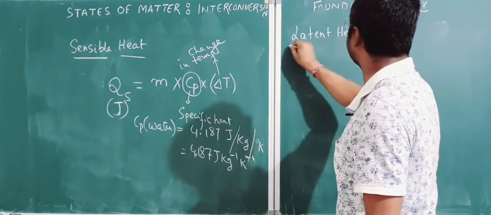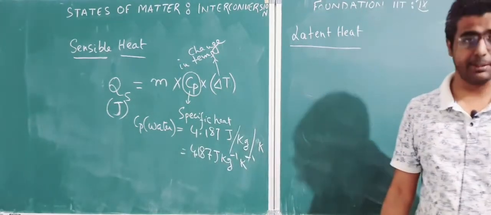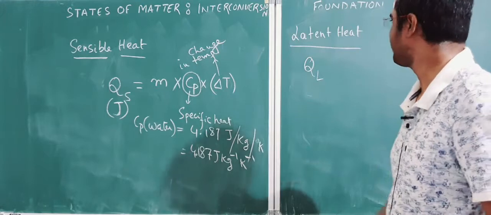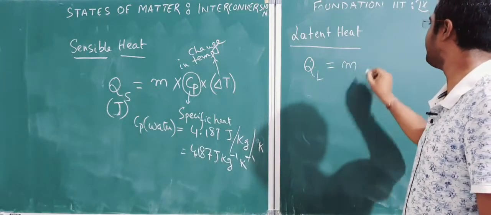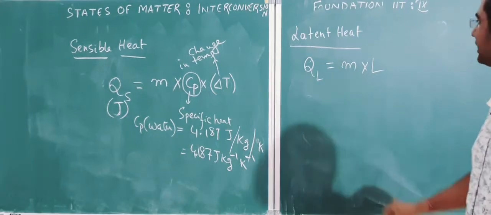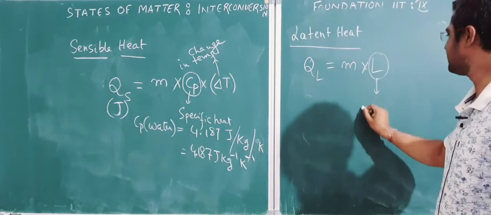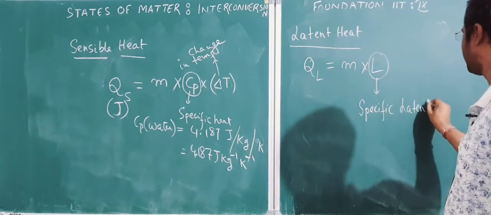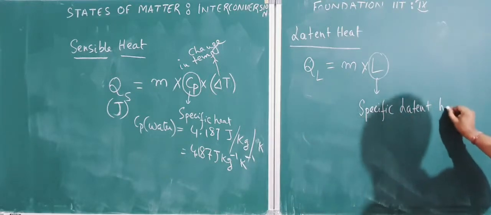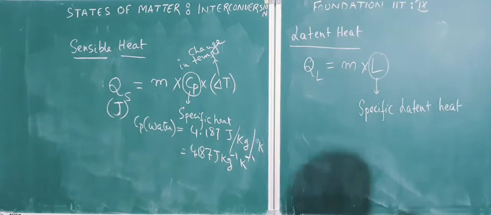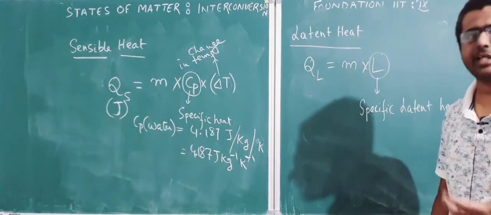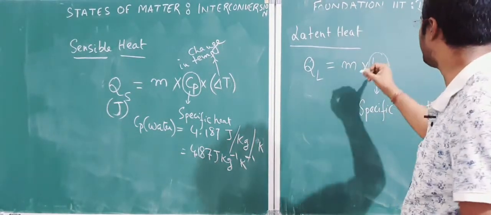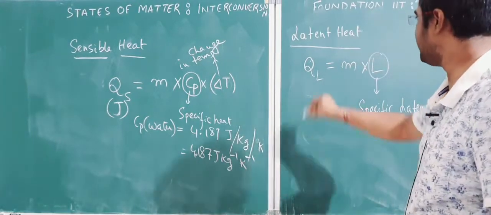Now we will be doing latent heat. As we know, latent heat does not change any temperatures. So this part will not be there definitely. So this one I will mention as QL is equal to M into L. Now what is this L? This L is specific latent heat. Clear? Again, for different substances, this latent heat will be given in your question, and you have to put this to get the value.